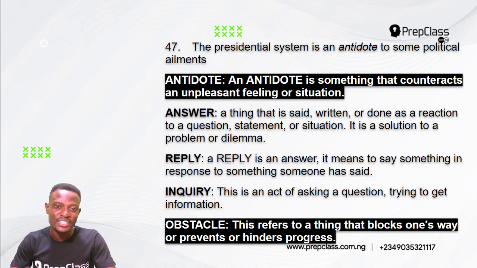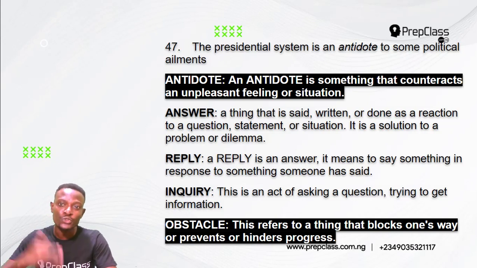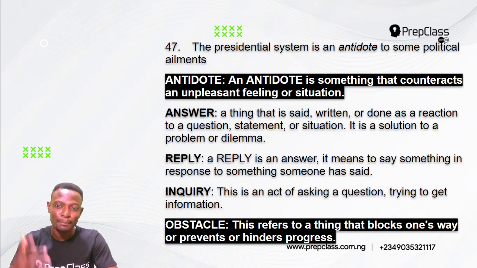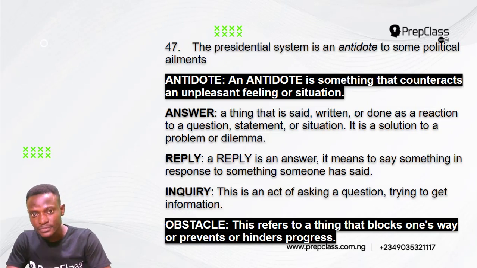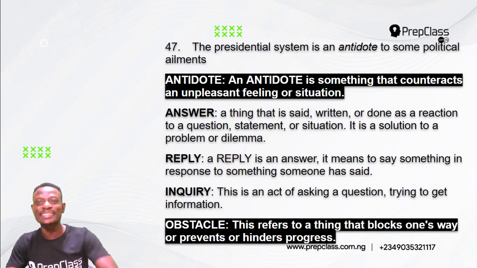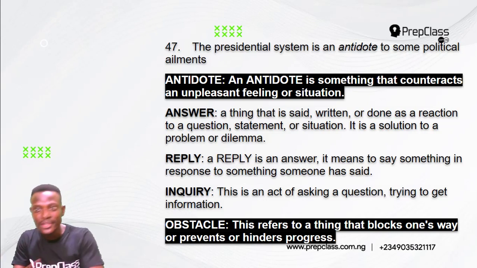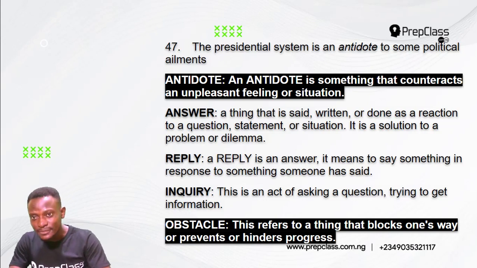The opposite meaning to antidote is obstacle. An antidote helps to stop the spread of a bad thing. An obstacle refers to a thing that blocks one's way or prevents or hinders progress. Now, the presidential system is an antidote to some political ailments. Let's say there are some political ailments like corruption, thuggery, and so on. The presidential system is an antidote. It helps to cure those ailments.